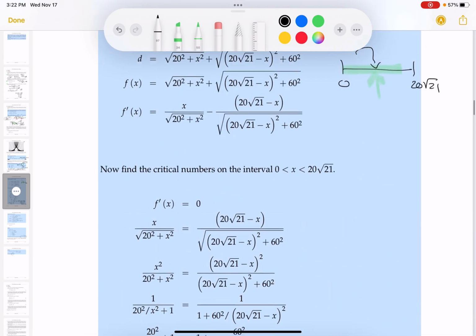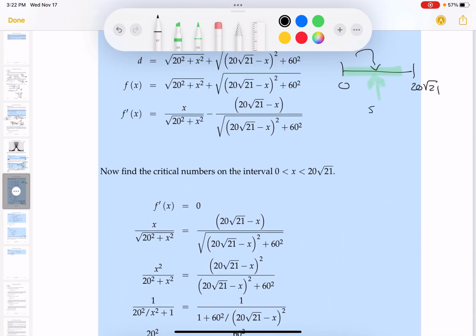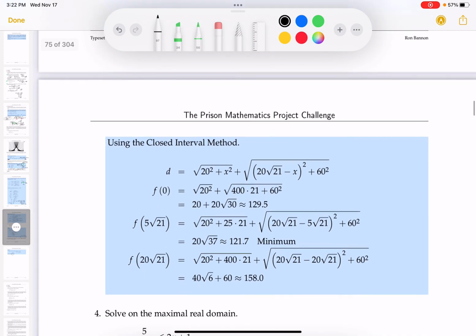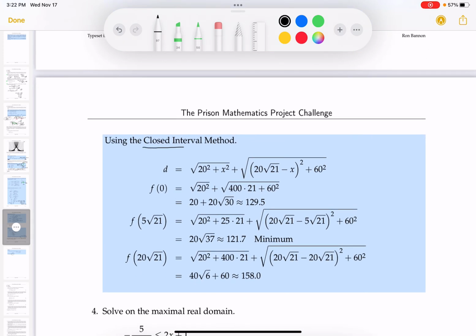Is that on that interval? It sure is. So 5 root 21 is definitely an interval. All right? What do I have to do now? This is a problem. I realize that. I'm using what's called the closed interval method. It's overkill, though. I'll be honest with you.